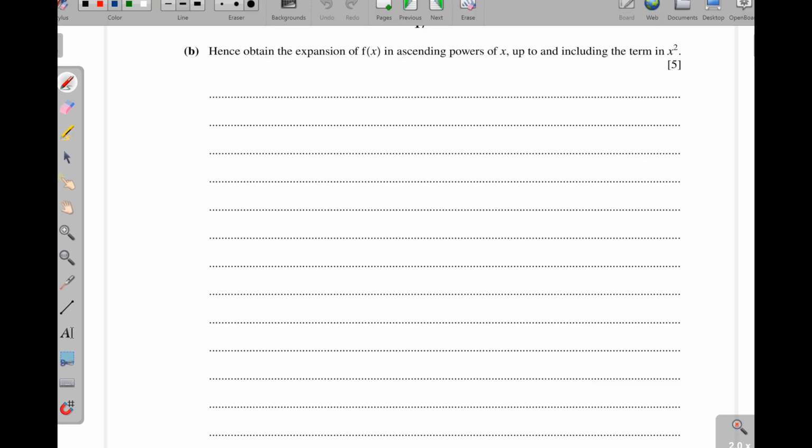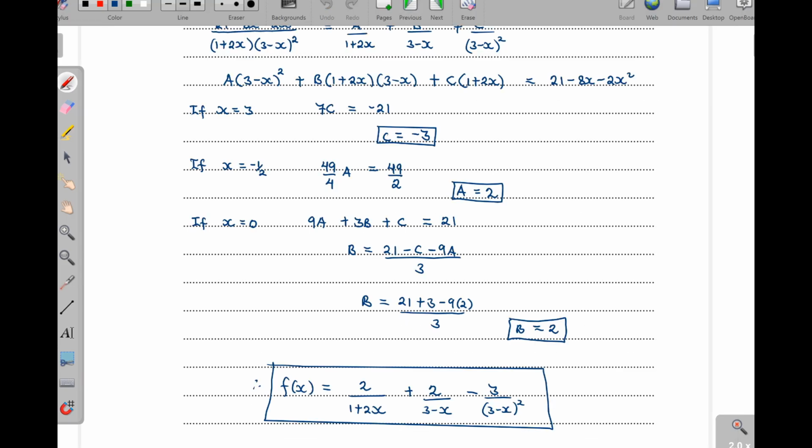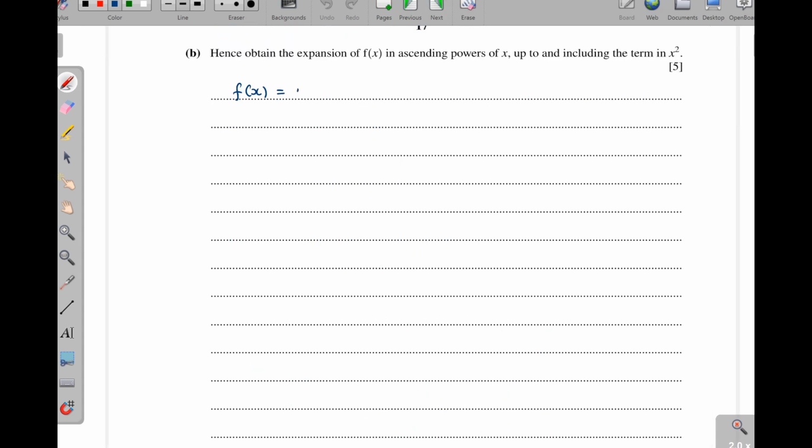Now, part B, you can see that it is coming from binomial expansions. Hence, obtain. Hence means begin from where you have stopped. Obtain the expression of f of x in ascending powers of x up to and including the term in x squared. Now, we have our f of x, which is equal to, remember our A, we got it as 2, then over 1 plus 2x. So I can say this is 2 into 1 plus 2x.